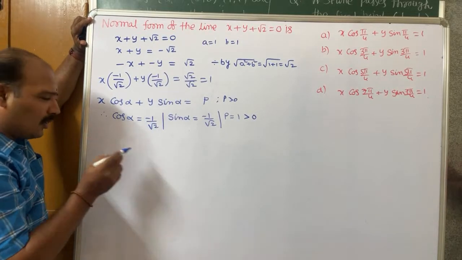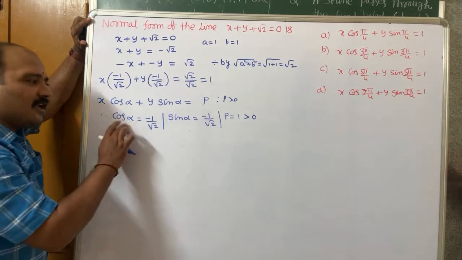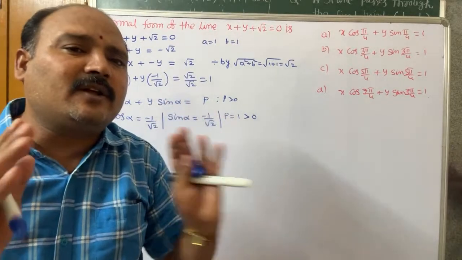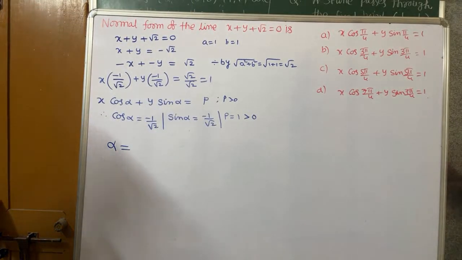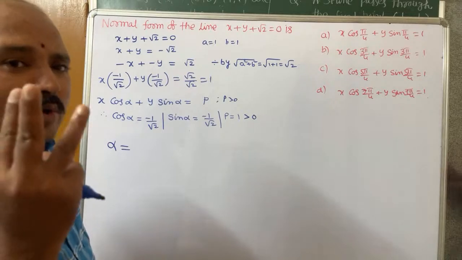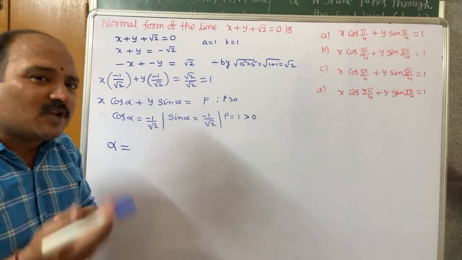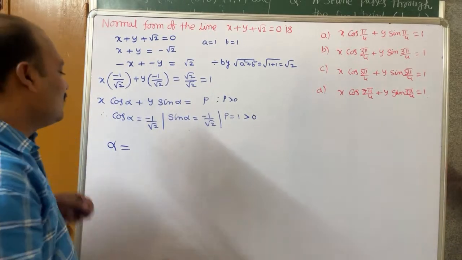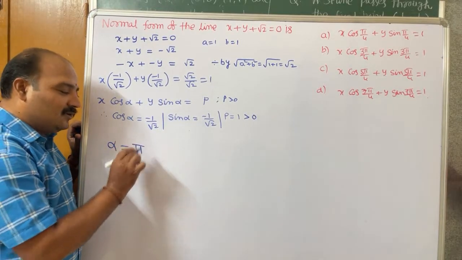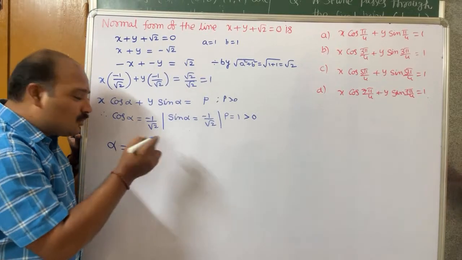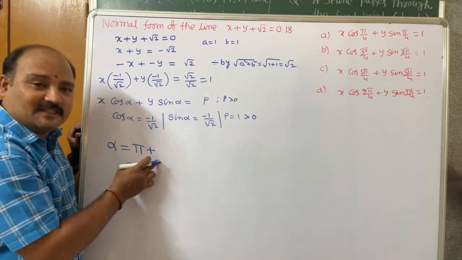So alpha value, how to write? This is very important. Alpha is equal to, in which quadrant are these two values, sin and cos, negative? Sin and cos are negative in the third quadrant. Am I right? Yes. In the third quadrant, means pi plus or pi minus? Pi plus. So whenever you are writing the alpha value, you have to write pi plus. Why? Because sine and cos both are negative in the third quadrant, means pi plus.